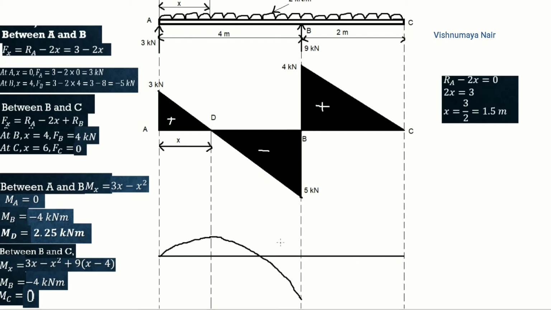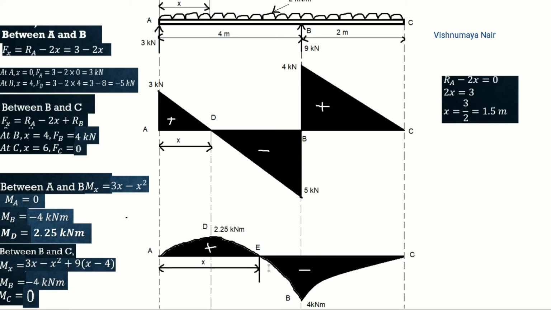Okay. Now from this point to this point, that is from the point B to point C, bending moment changes from minus 4 kilonewton meter to 0. So the curve looks like this. Like this. And you can shade these two regions and mark it as positive and negative.